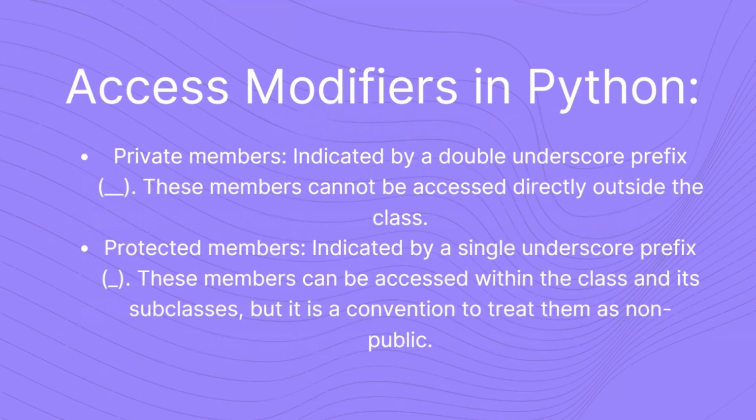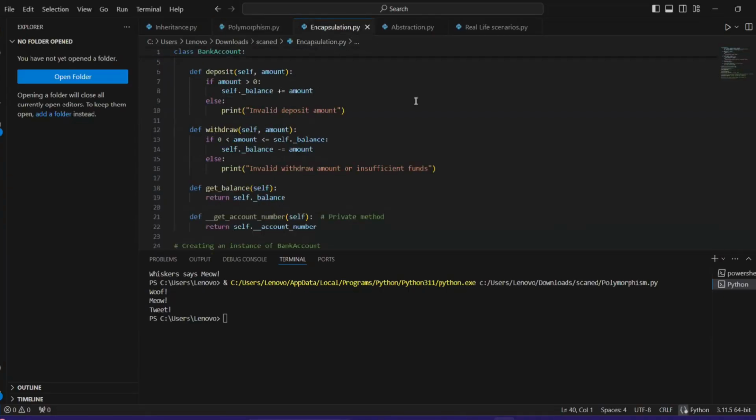First, we have private members, indicated by a double underscore prefix. These members cannot be accessed directly outside the class. Number two is the protected members, indicated by a single underscore prefix. These members can be accessed within the class and its subclasses, but it is a convention to treat them as non-public. The example for encapsulation is this.